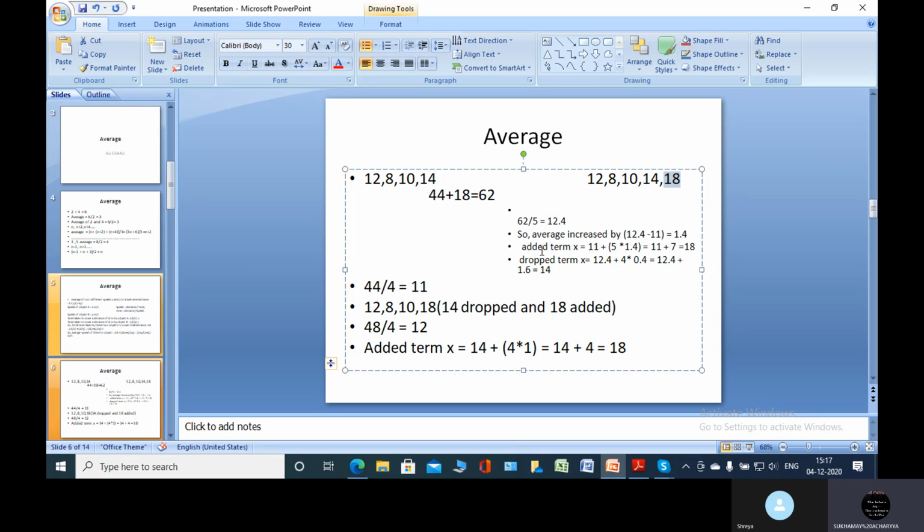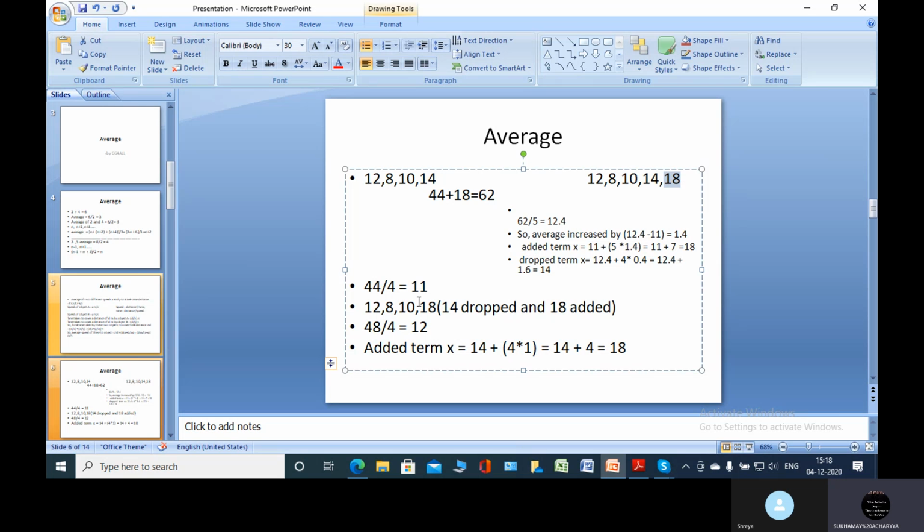So we can calculate the added term x if it is unknown. Then the earlier average, that is 11, plus the total number of terms, that is 5, into the increase in average, that is 1.4, is equal to 11 plus 7, which is equal to 18. This is the added term.